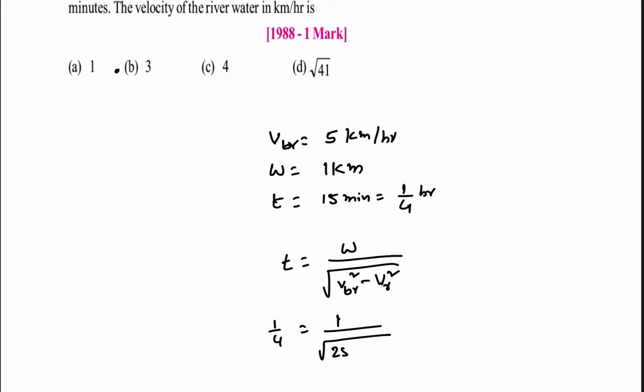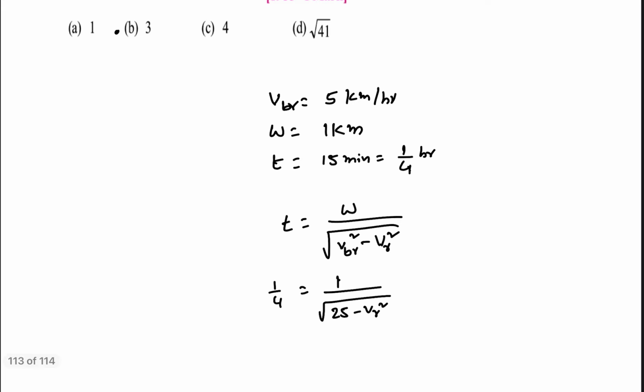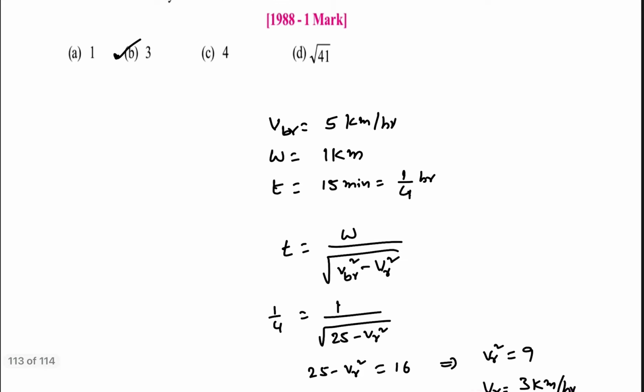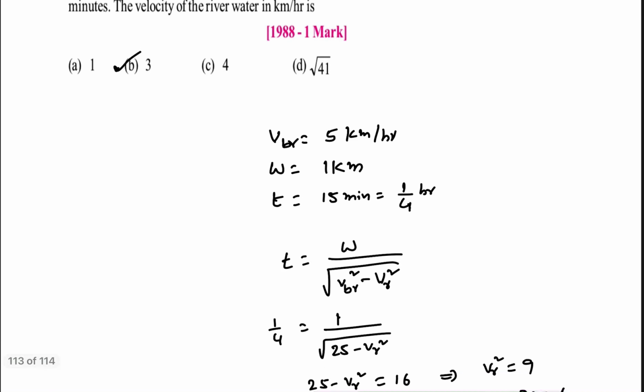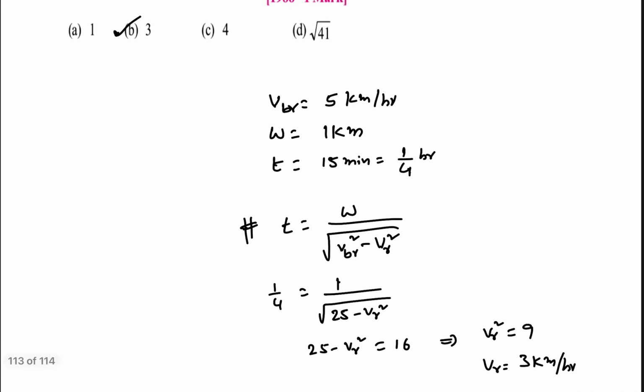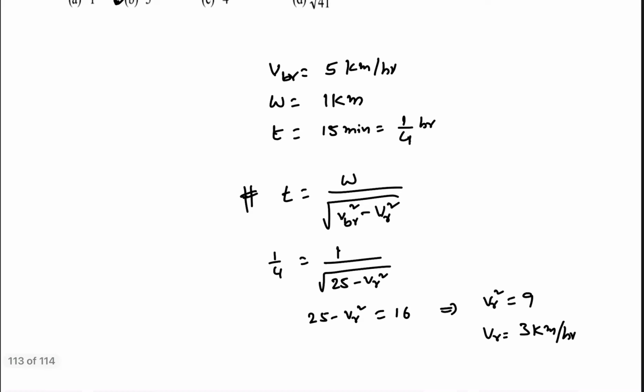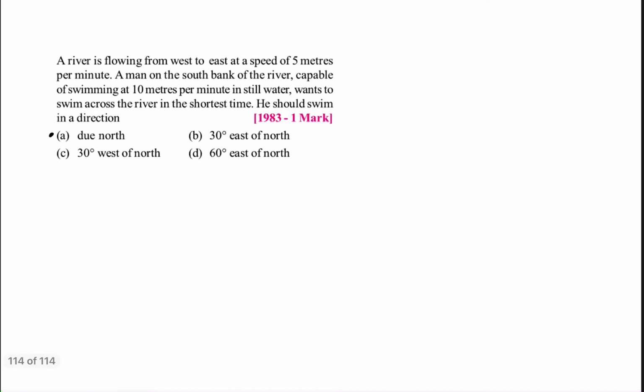Substitute there. 1 by 4 is equal to W, which is 1, over under root of VBR square, which is 25, minus VR square. Squaring on both sides, 25 minus VR square is equal to 16. We can get VR square value is equal to 9. So VR value is equal to 3 kilometer per hour. So we can write 3 is the answer. Okay, I have given the shortest possible path time taken formula, I have already explained. We can check that.